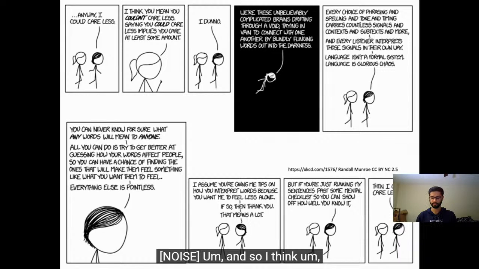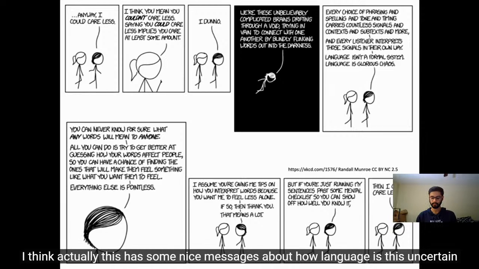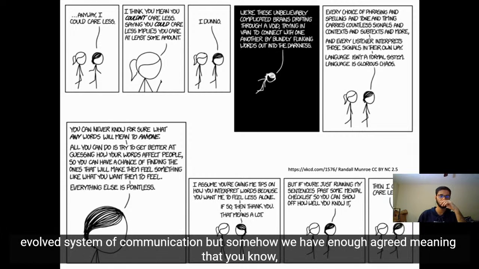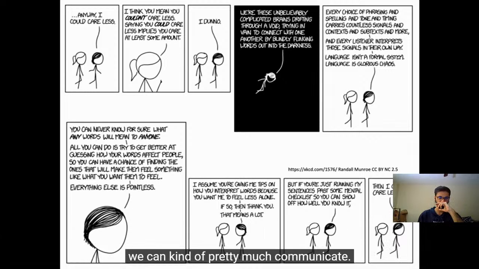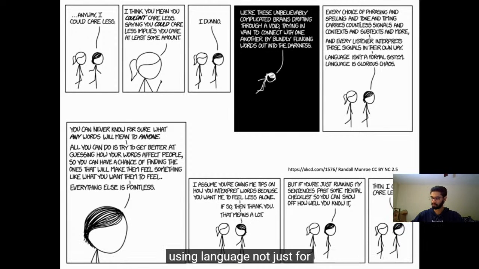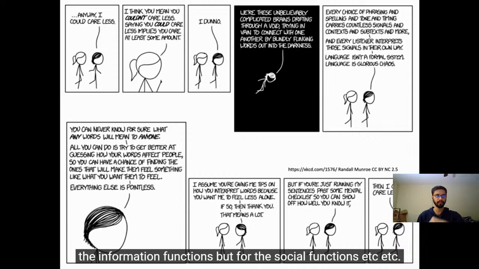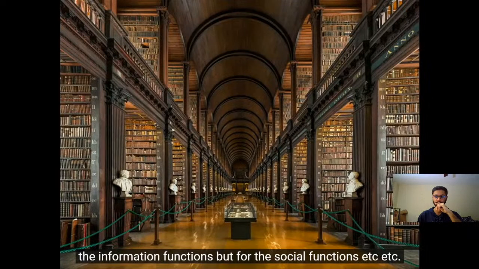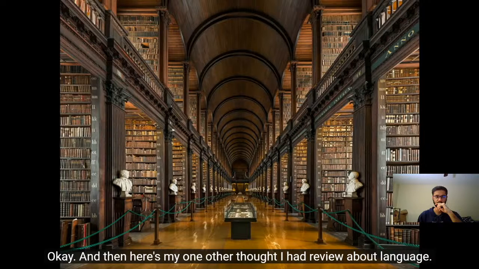And so I think actually this has some nice messages about how language is this uncertain, evolved system of communication, but somehow we have enough agreed meaning that we can pretty much communicate, but we're doing some kind of probabilistic inference, guessing what people mean, and we're using language not just for the information functions, but for the social functions, etc., etc. Okay, and then here's my one other thought I'd give you about language.